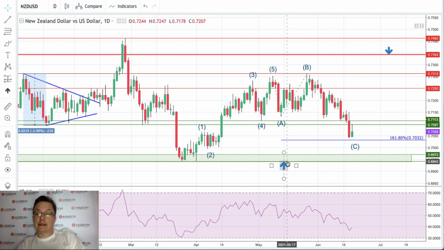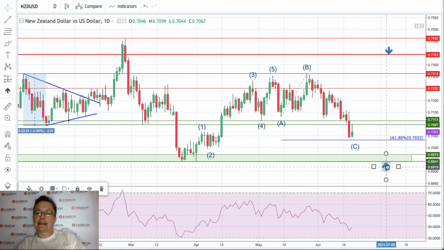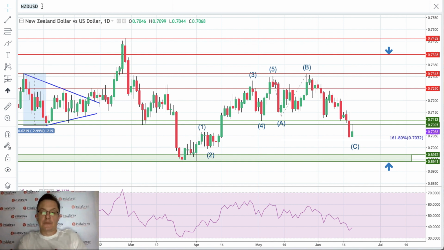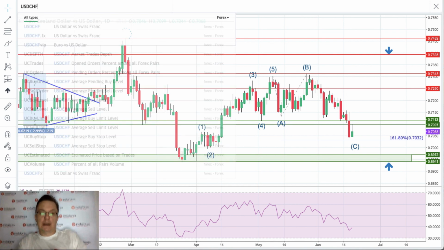Of course, the next target when the level of 7,032 is violated is 6,941, which is this yearly low, and this is the key technical support for the market. So the New Zealand dollar is being sold, and the American dollar is being bought across the board. What is going on with the Swiss franc?